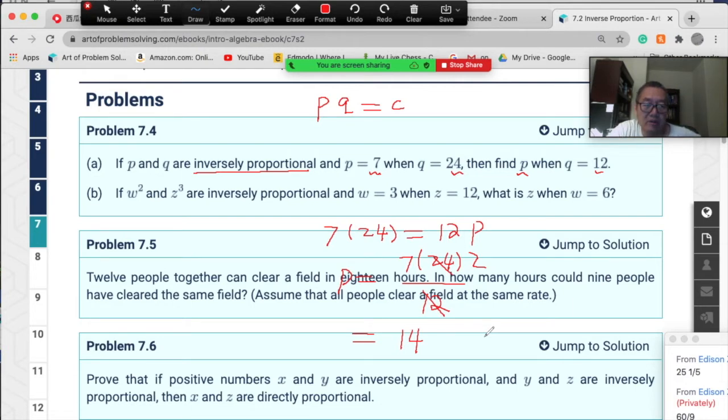The ratio we're using here, the product of P and Q stays constant. So when P equals 7, Q equals 24. Therefore, 7 times 24 equals 12 times P. Therefore, P equals 7 times 24 divided by 12. Therefore, P equals 14.